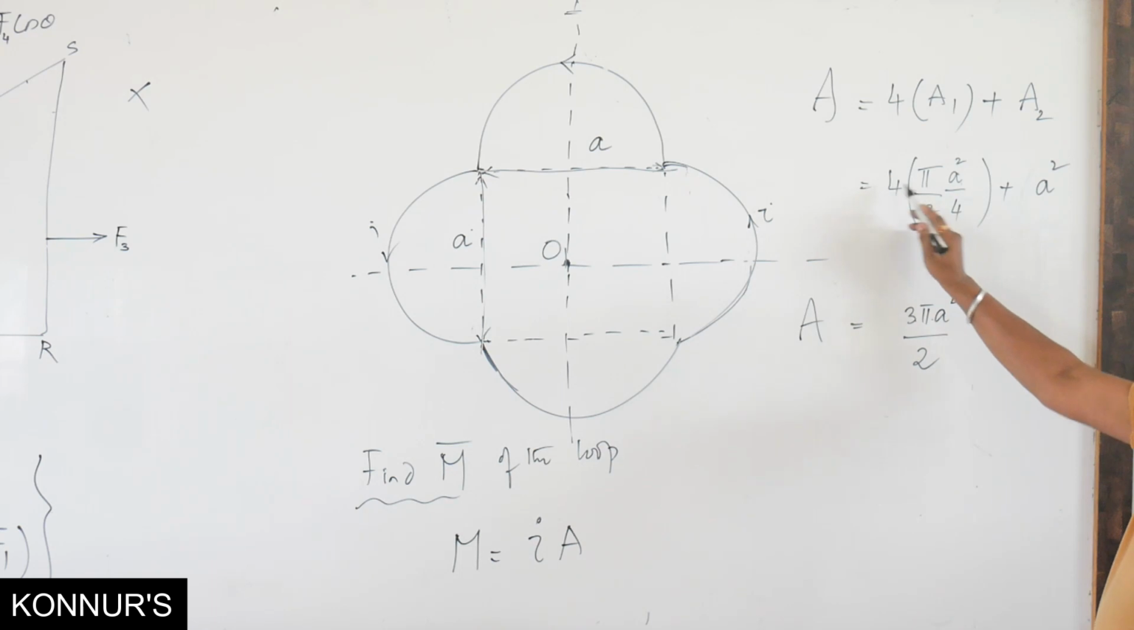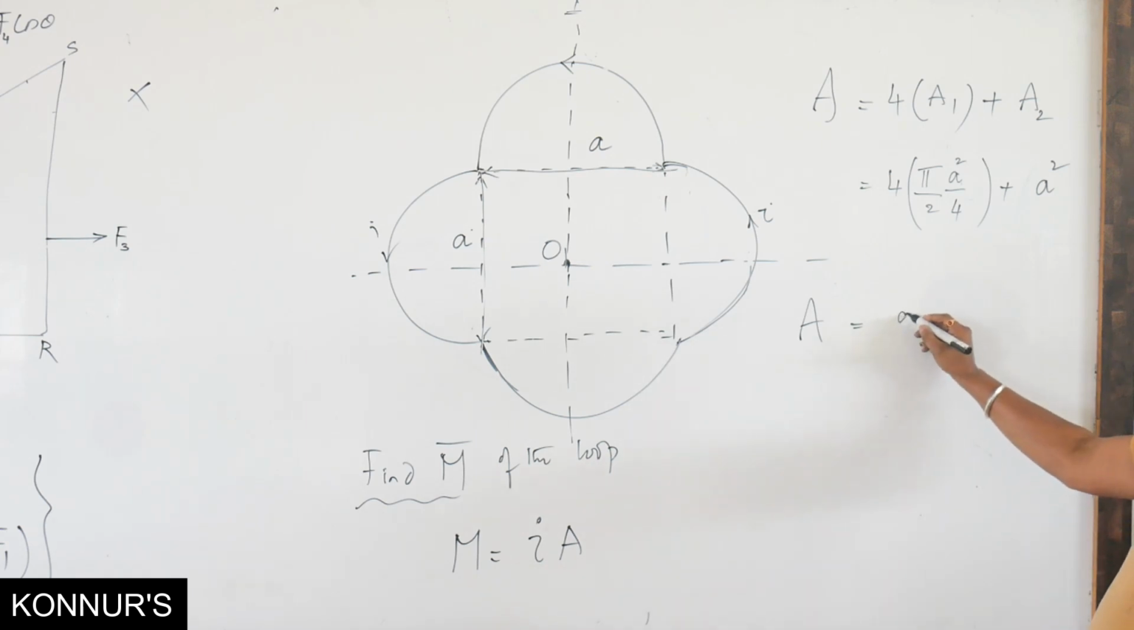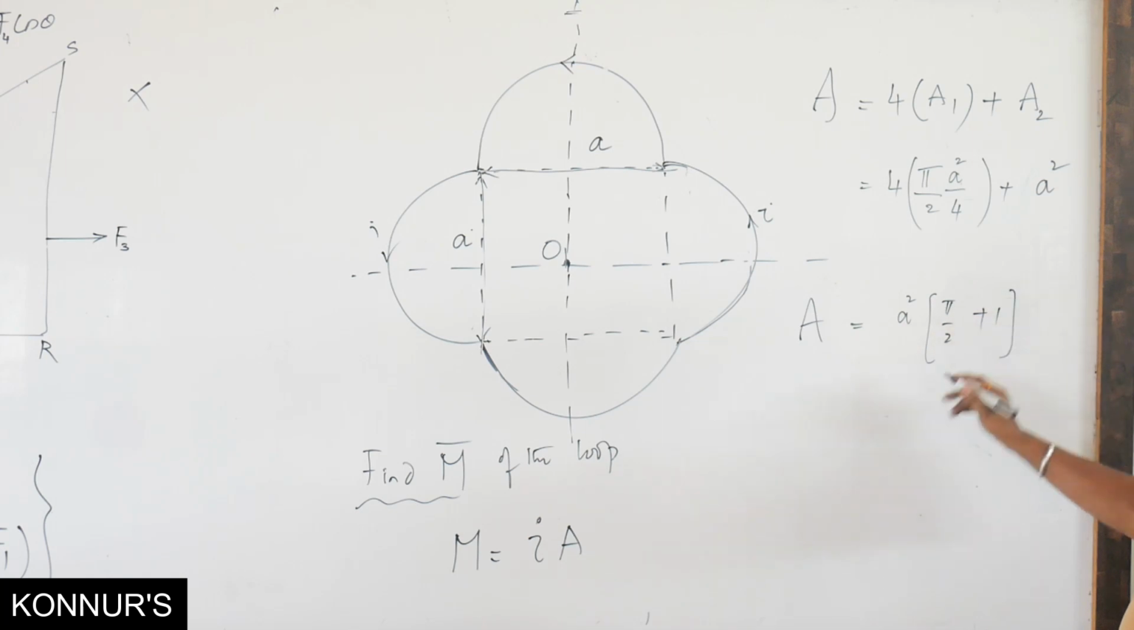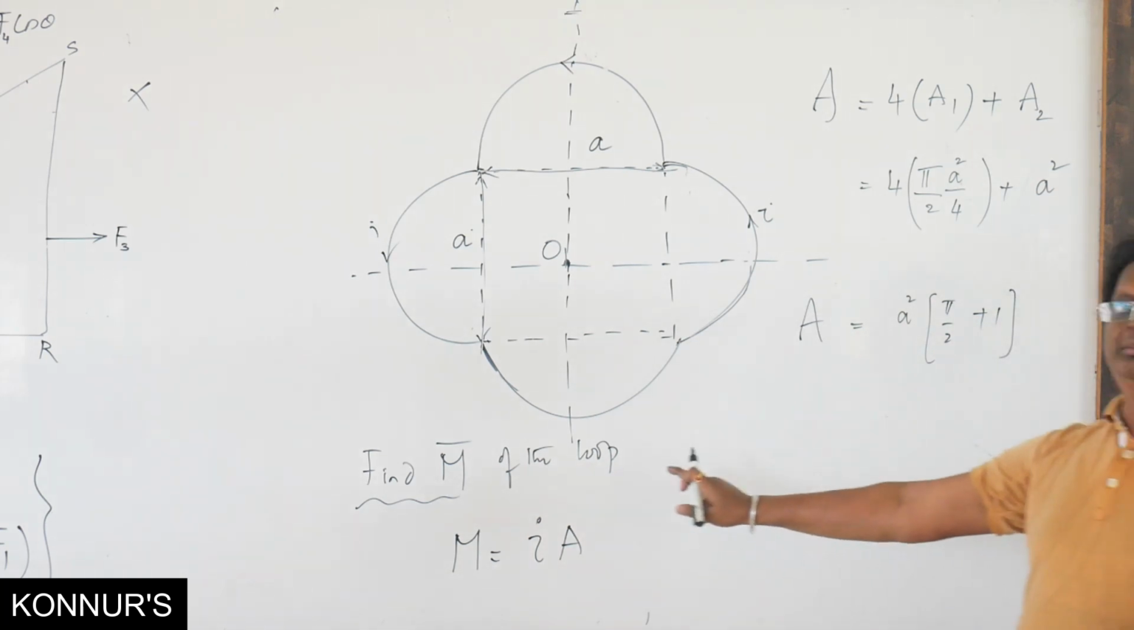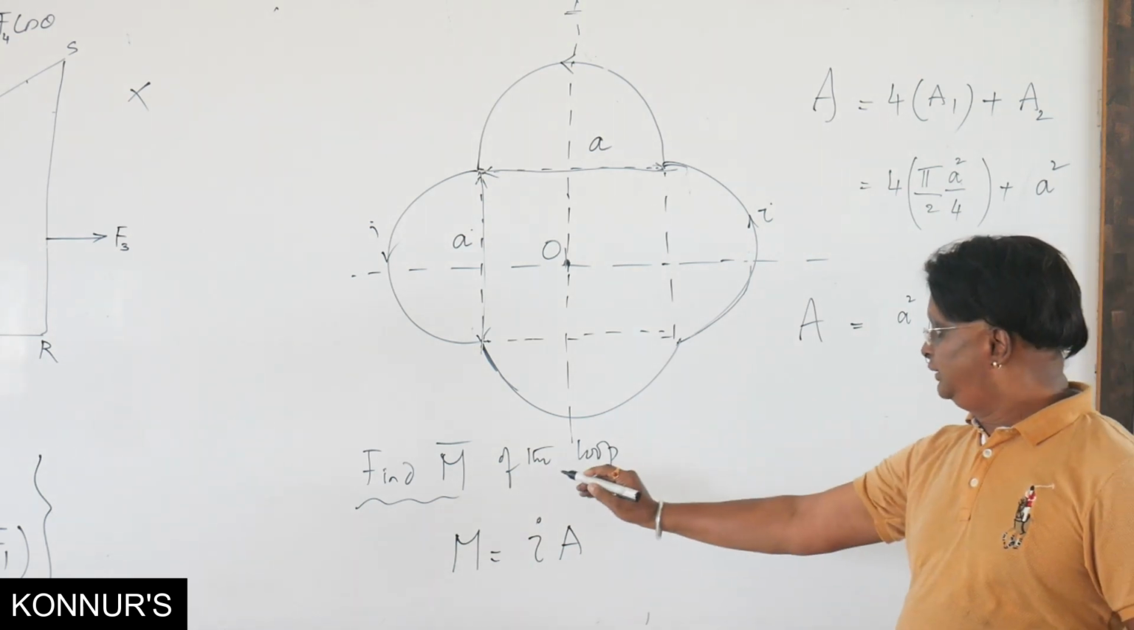Is that okay? 4 cancel, 1 by 2 plus 1 and so on. Right, this is a square times pi by 2 plus 1. Yes, pi by 2 plus 1, the magnitude. But now here I want it as a magnitude. And I have told you what is the magnitude? Direction also. We want direction.